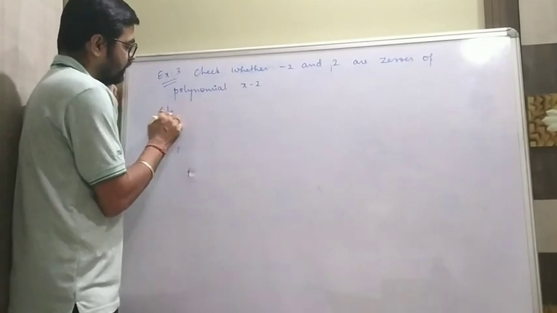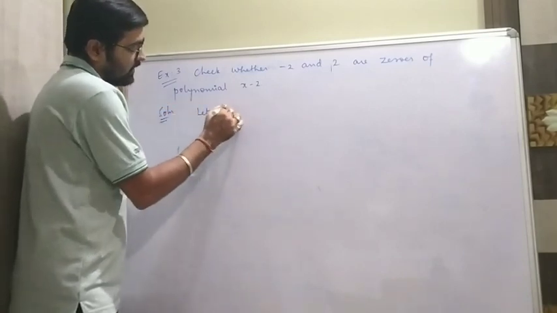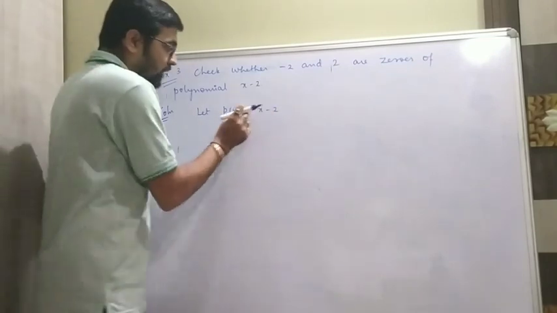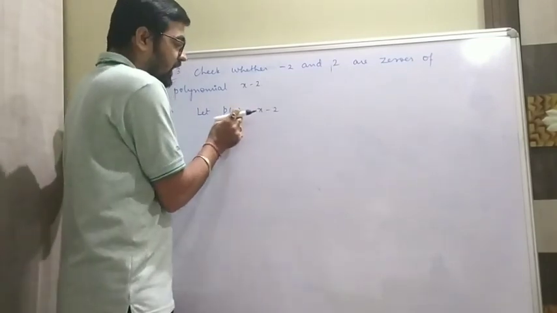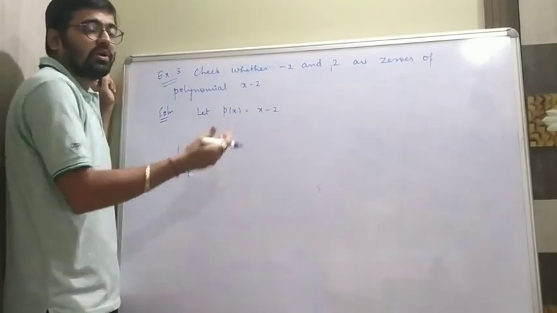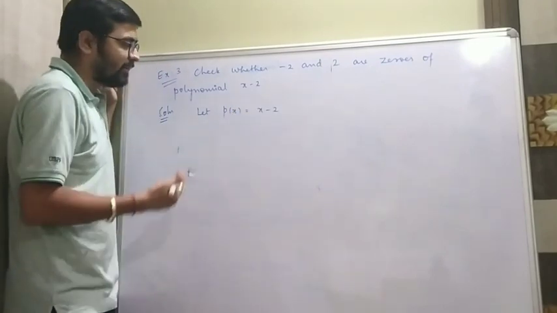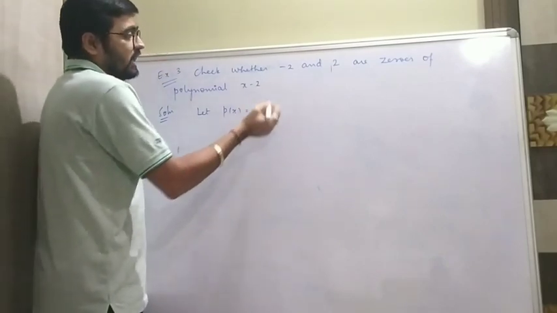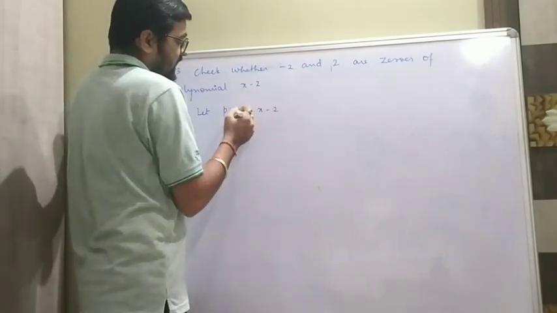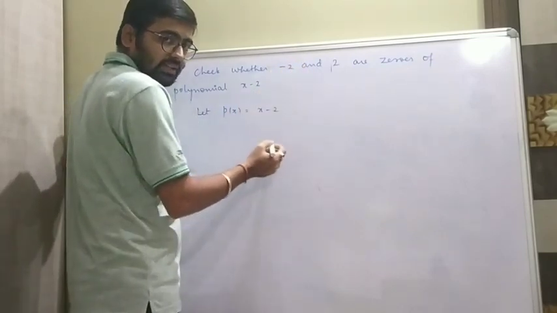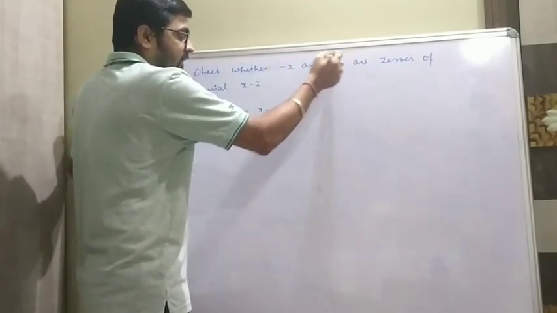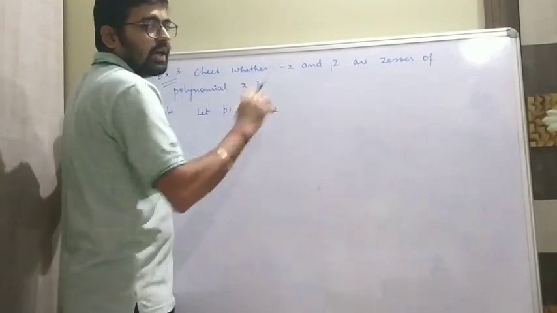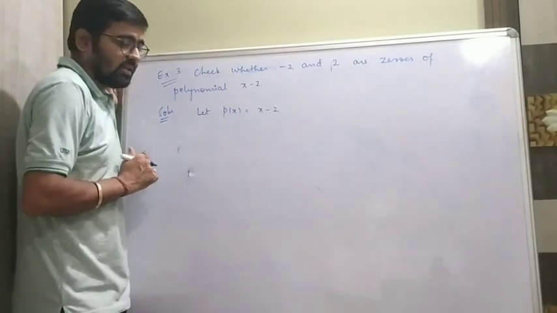So what we will do first, we'll say let p of x equals x minus 2. We have to write something like this, p of x or q of x or r of x, whatever you want you can write. So I have p of x equals x minus 2. Now what I want to check is that if I replace this x by minus 2, can I get 0? And then if I replace with plus 2, can I get 0? So at which value are we getting the polynomial p of x equal to 0?